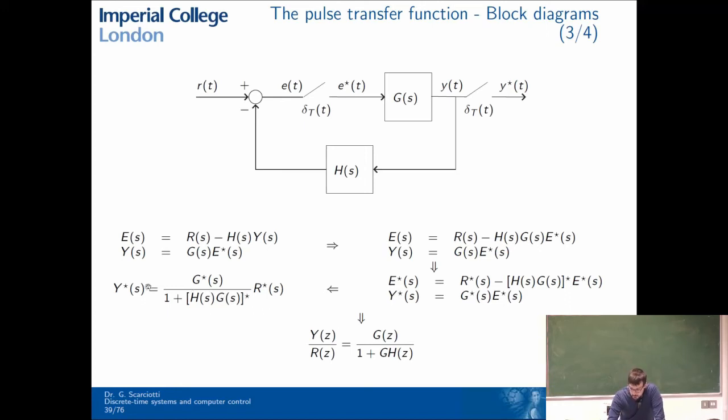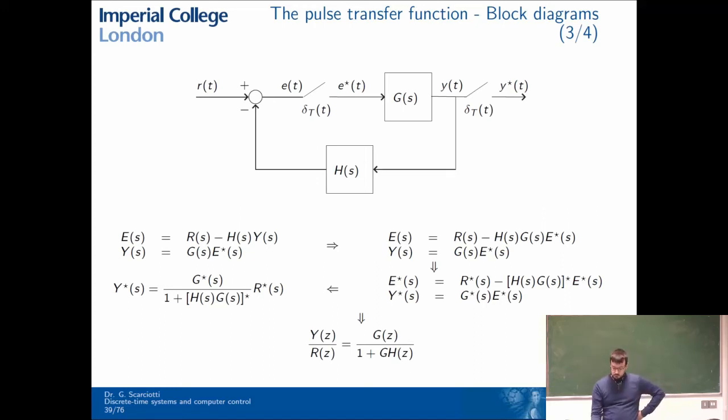Now the last step is to replace the star Laplace transforms with the z transforms, and we divide also for this term, and so we get that the transfer function between y of z and r of z is defined in the following way, where gh of z means the z transform of g of s times h of s.